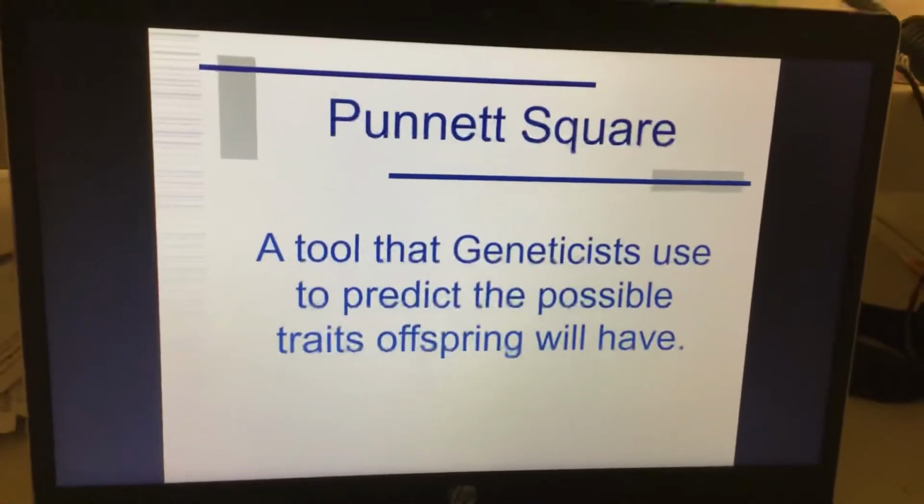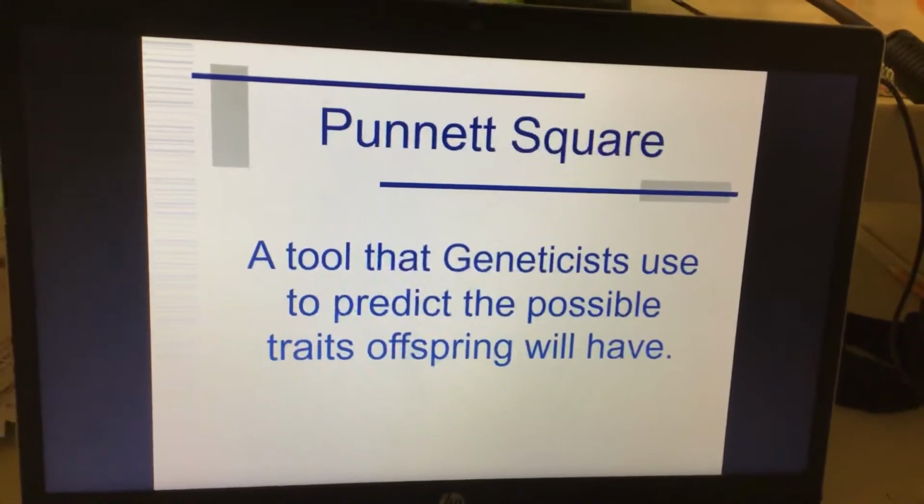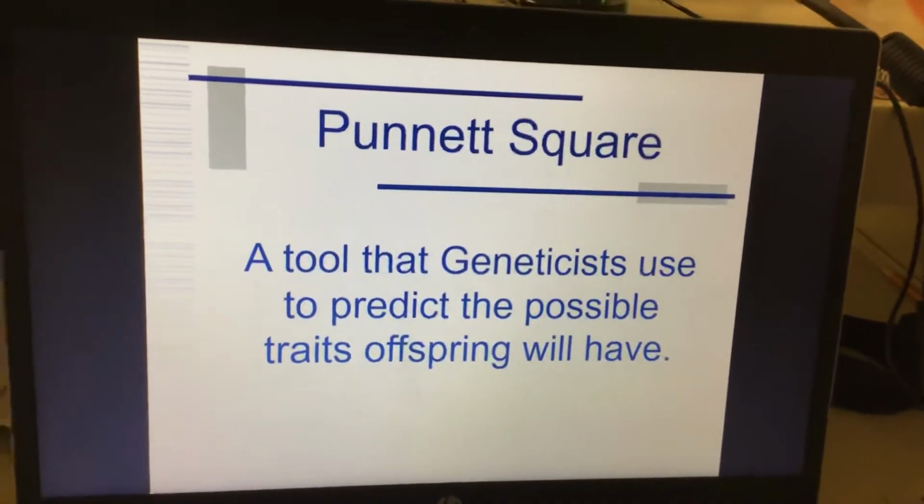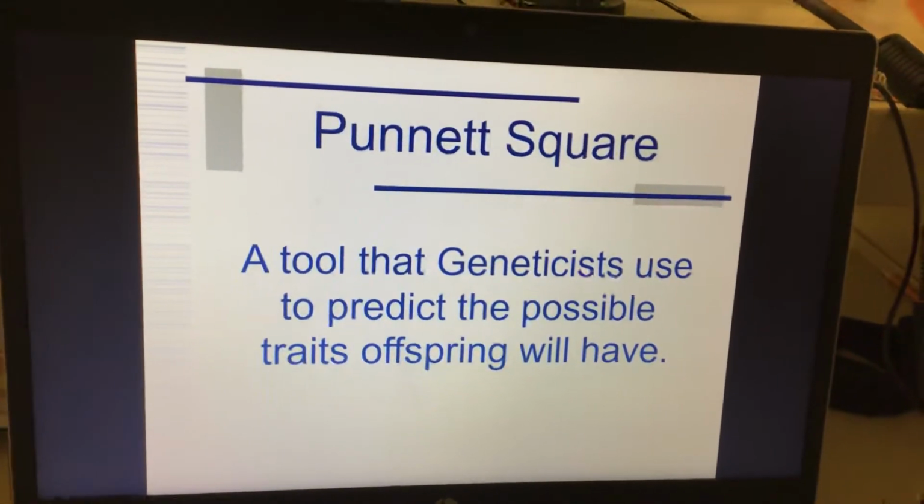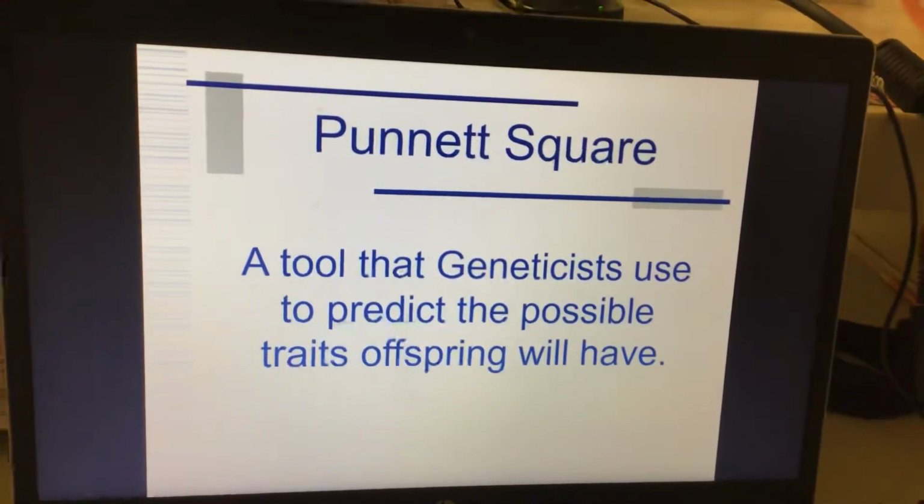A tool that geneticists use to predict the possible traits offspring will have.